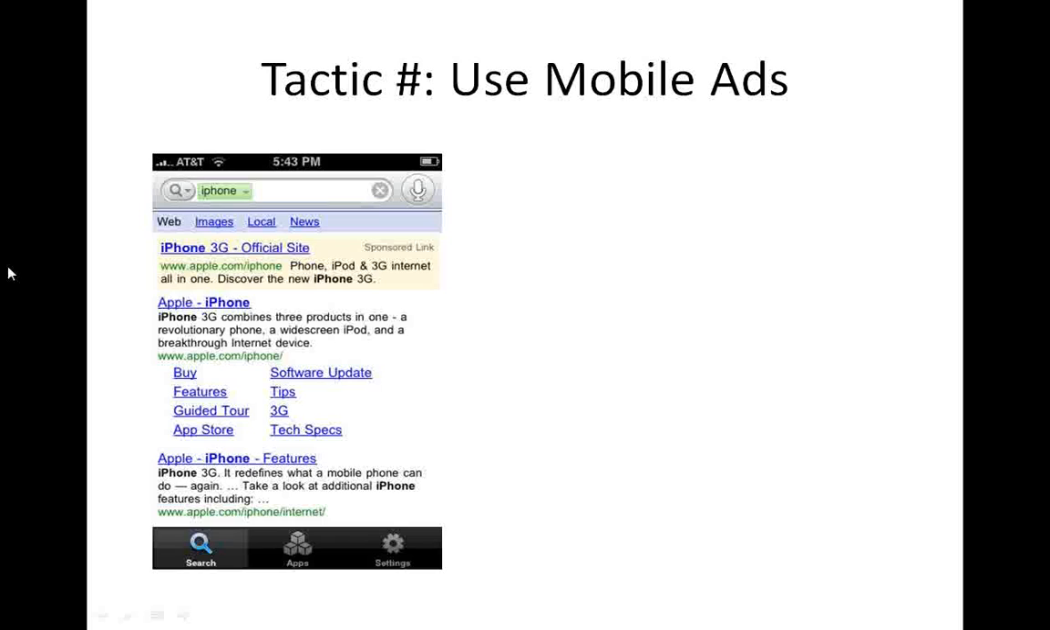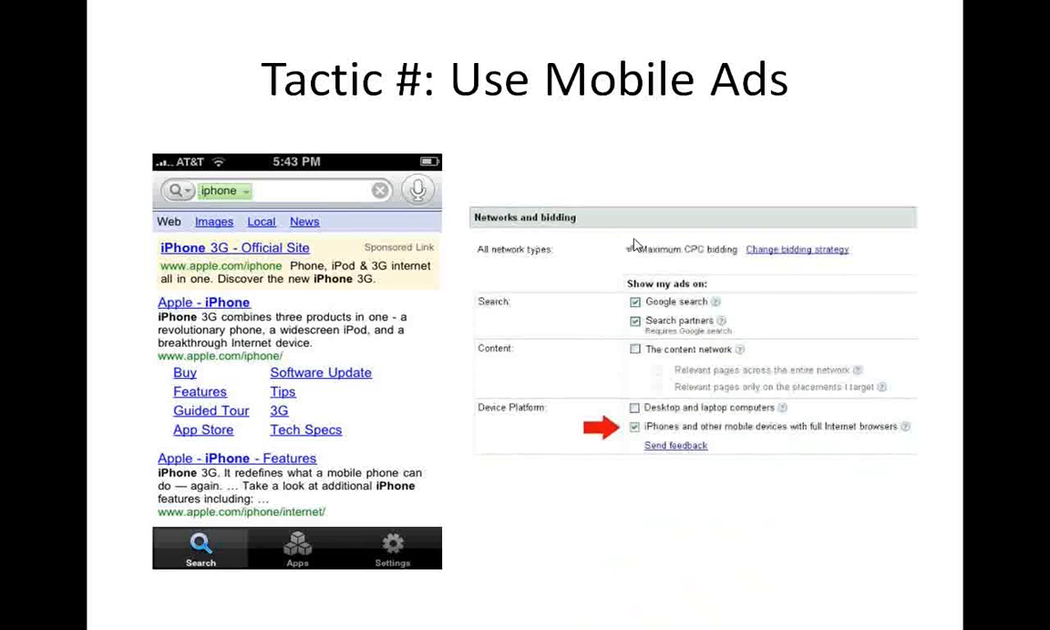But now that most smartphones have full feature browsers, and they can see any website the same way a computer does, this is a really cool thing for you to consider, especially if you have a local business and people are searching for, like, pizza restaurant or hardware store. Absolutely. And the way you do this is when you're setting up your campaign settings, where you have to choose your device, you have to check on iPhones and other mobile devices with full internet browsers.